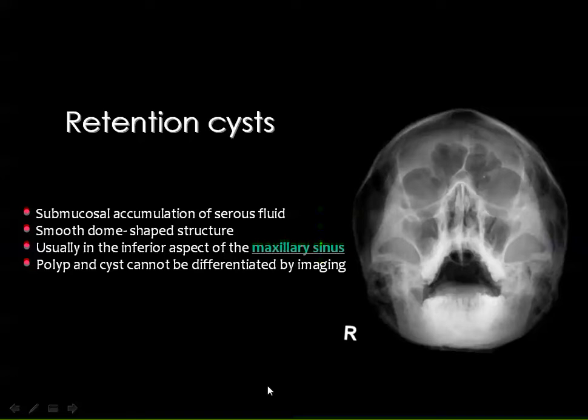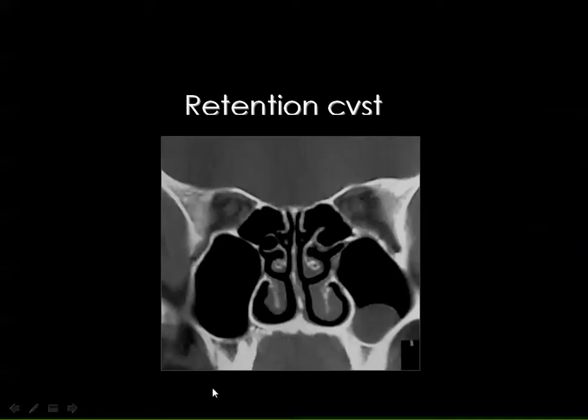Then retention cyst is a bulboidal lesion within the sinuses, most commonly seen in the maxillary antrum. And you see, this is an example. It is just an accumulation of fluid underneath the sinus mucosa, resulting in a bulboidal mucosal thickening. And remember that retention cysts are far more common than polyps in the sinuses.